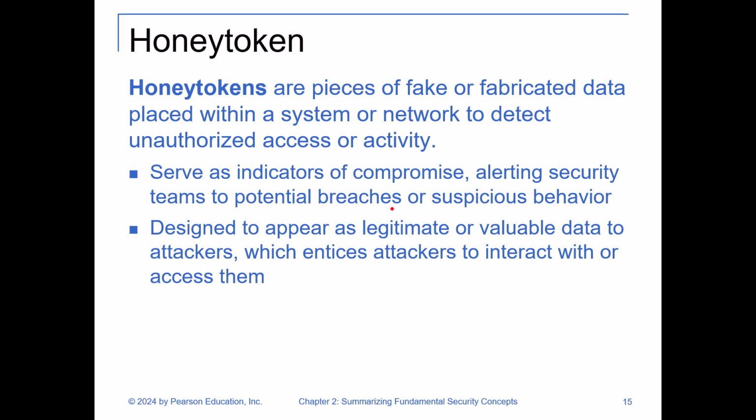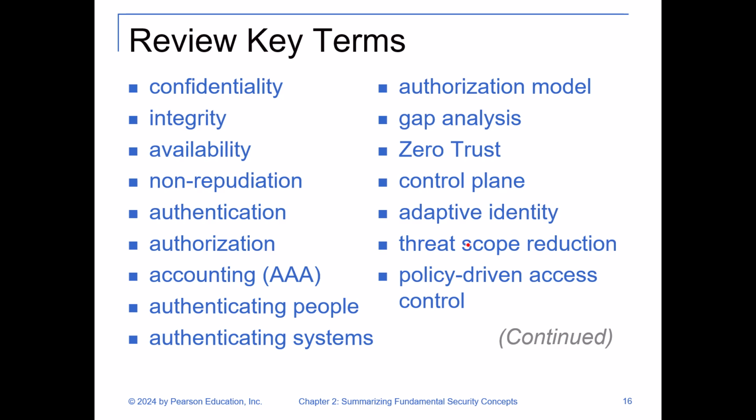Then we have our honey token, and these are pieces of fake or fabricated data placed within a system or network to detect unauthorized access or activity. They serve as an indicator of compromise. IOC, indicator of compromise, alerting the security team to weird or suspicious behavior. They are designed to appear legitimate. That way the attacker goes after them.